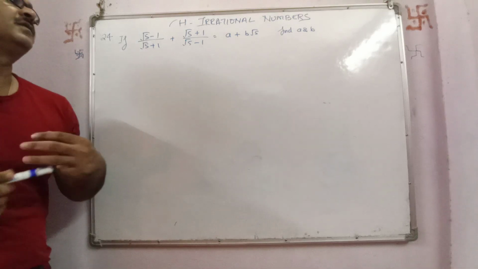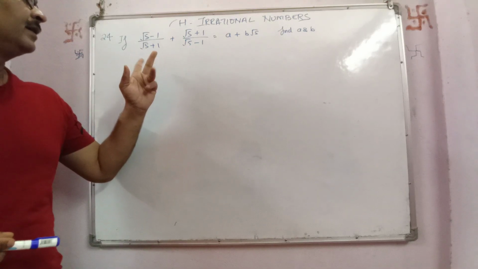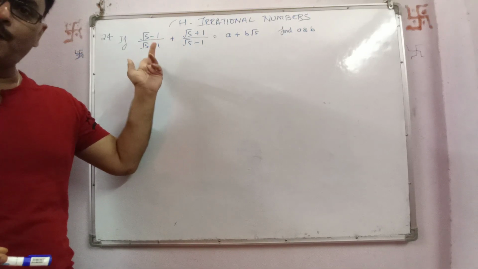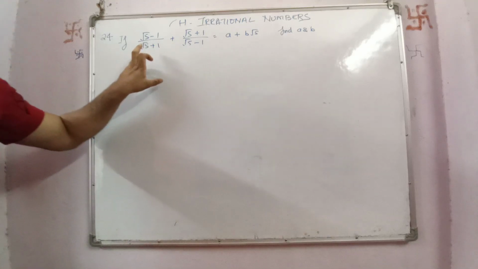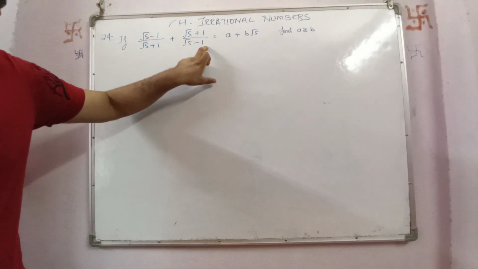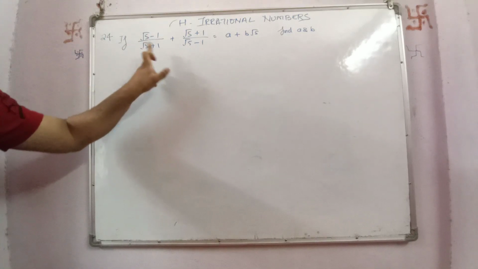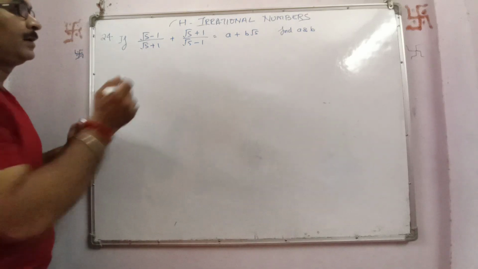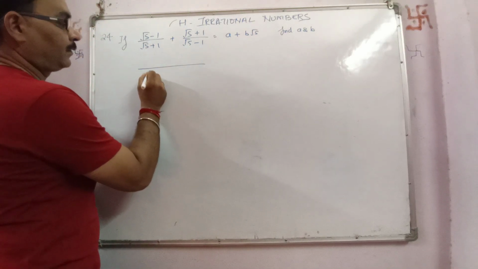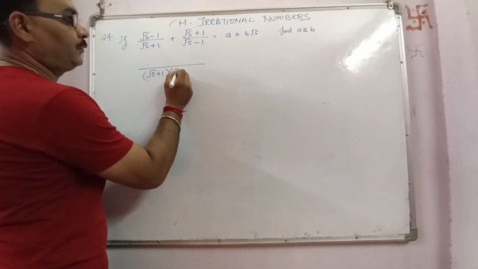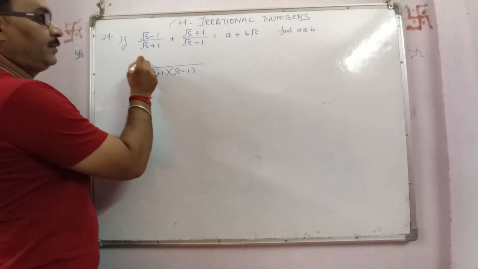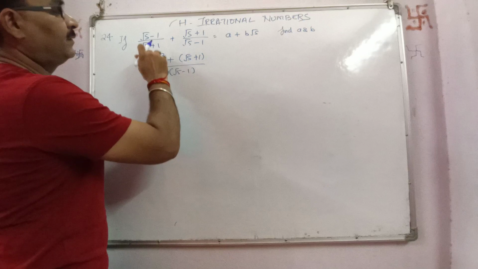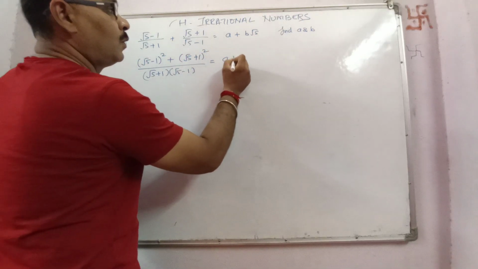Now students, if you observe the question very closely, we see that the denominators of both the fractions are the rationalizing factor of one another. Root 5 plus 1 is the rationalizing factor of root 5 minus 1, and root 5 minus 1 is the rationalizing factor of root 5 plus 1. So this question can be solved very easily by taking out the LCM. Now what will be the LCM? Root 5 plus 1 into root 5 minus 1, and then we cross multiply. We all know about these things, we have learned in class 6, and this will be root 5 plus 1 into root 5 plus 1, that is root 5 plus 1 whole square.